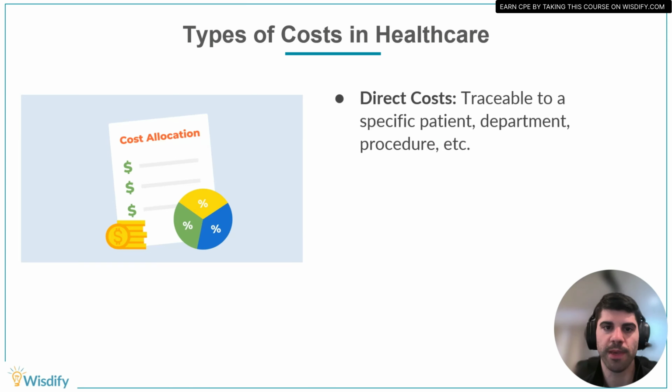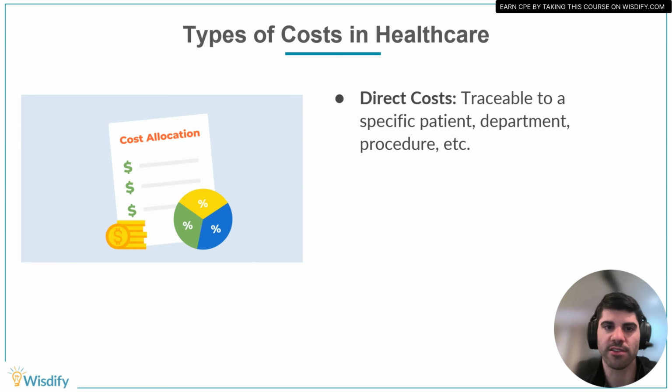And generally speaking, direct costs are expenses that can be directly attributed to a product or maybe a project, depending on your line of work. In the context of healthcare organizations, direct costs are usually expenses that can be traced to a specific patient or maybe a department or a procedure. It's usually pretty easy to track exactly how much of a direct cost is used in one of these cases.